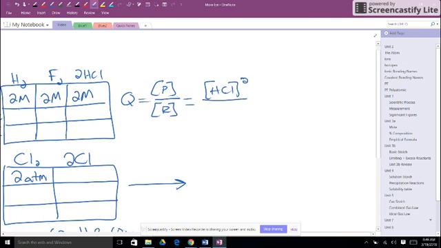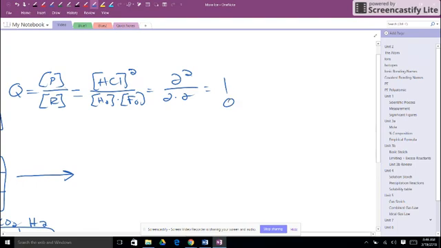For this problem, we're going to solve for the concentration of products, so HCl squared, because it's 2HCl, over the concentration of H2 times the concentration of F2. We end up with 2 squared over 2 times 2, so Q is 1. Q is 1, and it told us that K was 115, so Q is significantly less than K. This means this equilibrium is going to shift to the right.